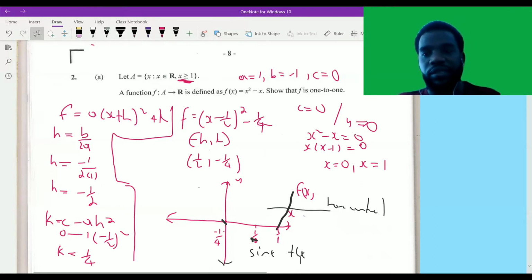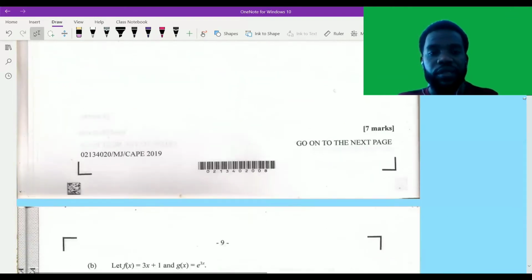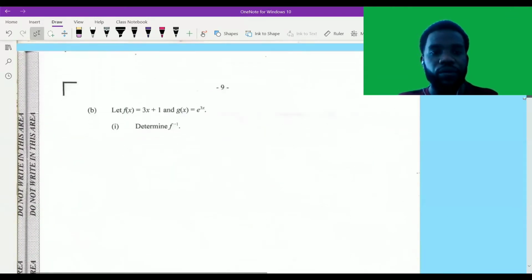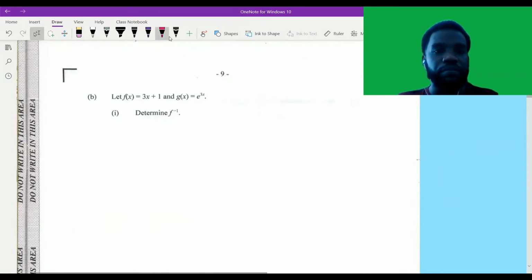You can, however, write in the statement. That is going to be a very important statement. And you'd have gotten 7 marks there. All right. This is question B.